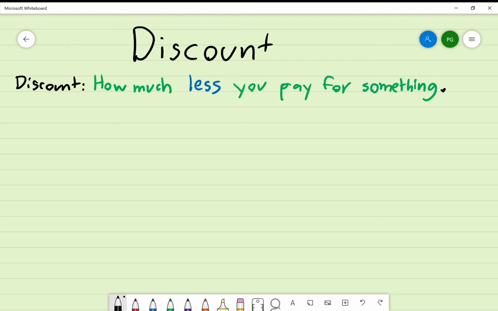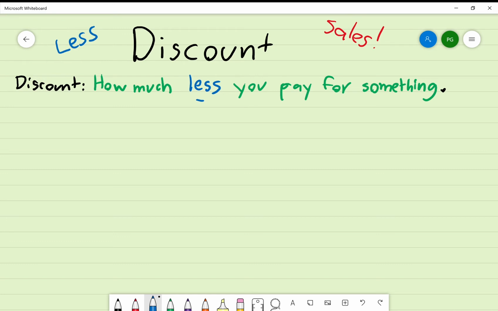Hey guys, so welcome to today's lesson on discount. Now, discount is how much less you pay for something. Less, minus. Anytime you see less, it's minus. So discount is going to be subtracting. When you think discount, think sales at stores. When you have sales, you pay less than what something's originally worth.